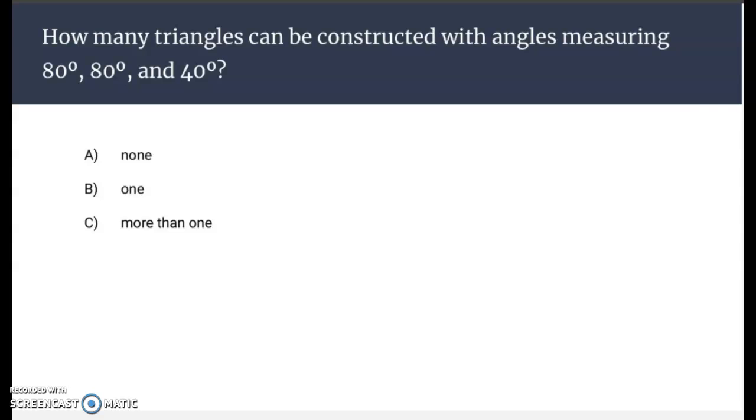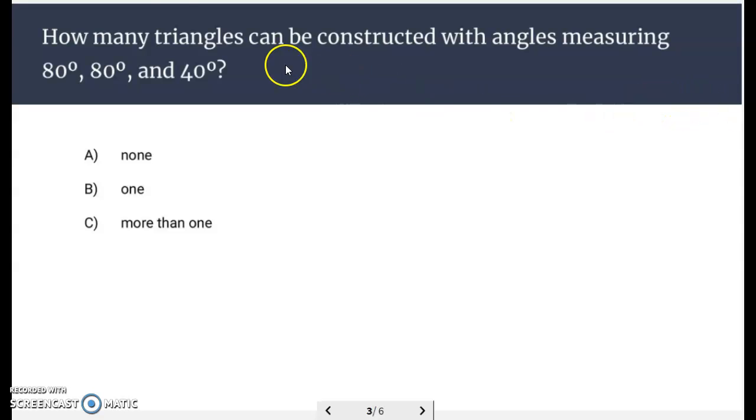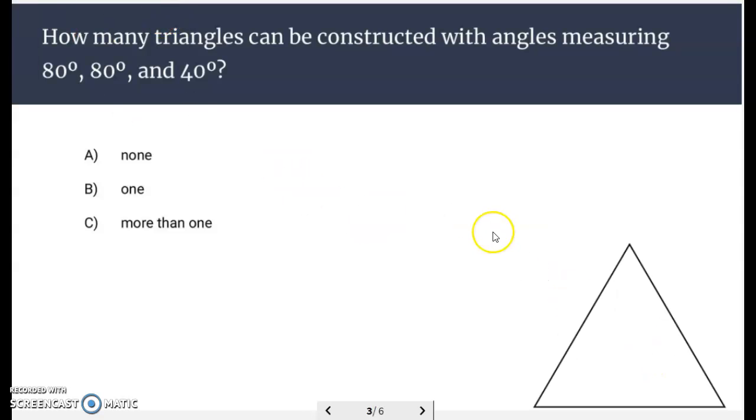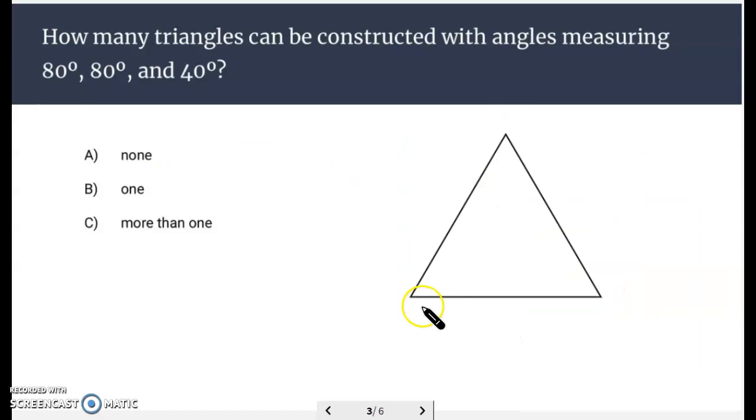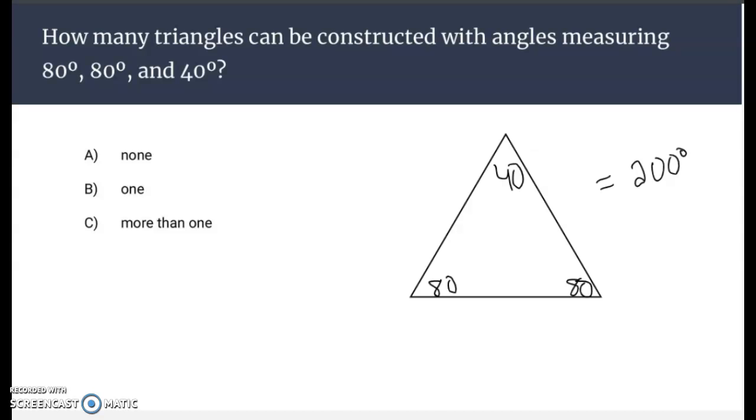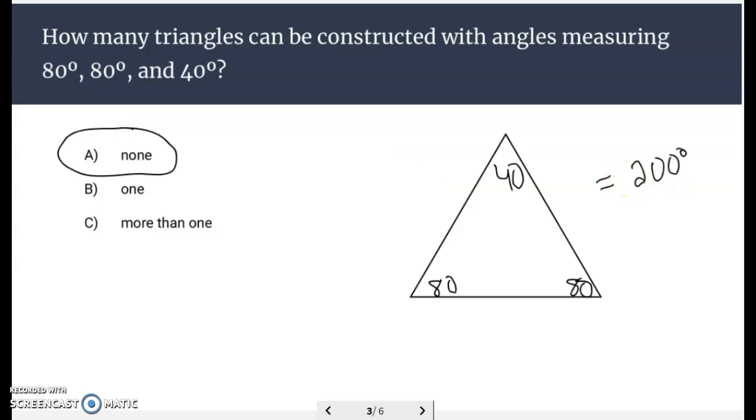Next question, how many triangles can be constructed with angles measuring 80, 80, and 40? Well, if one angle is 80, the other angle is 80, that adds up to 160, and the third angle is 40. 160 plus 40, I believe, makes 200. This does not work. We cannot have a triangle with 200 degrees. They have to equal 180. So we would say none.